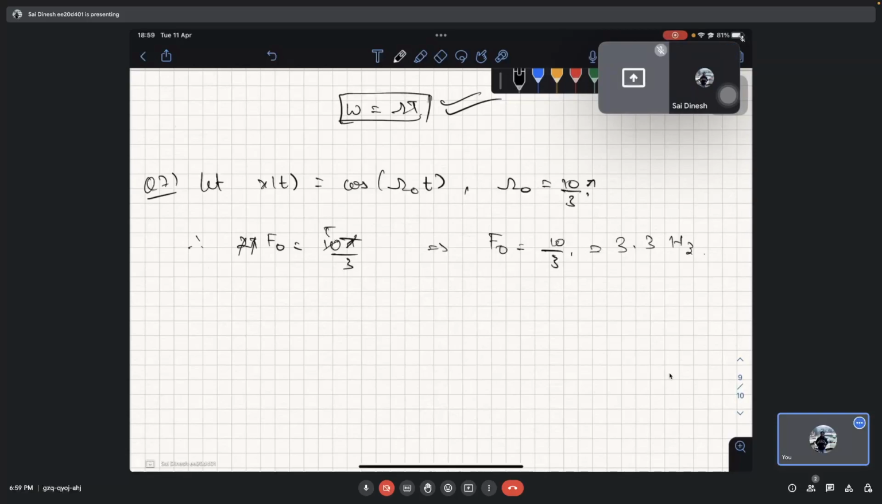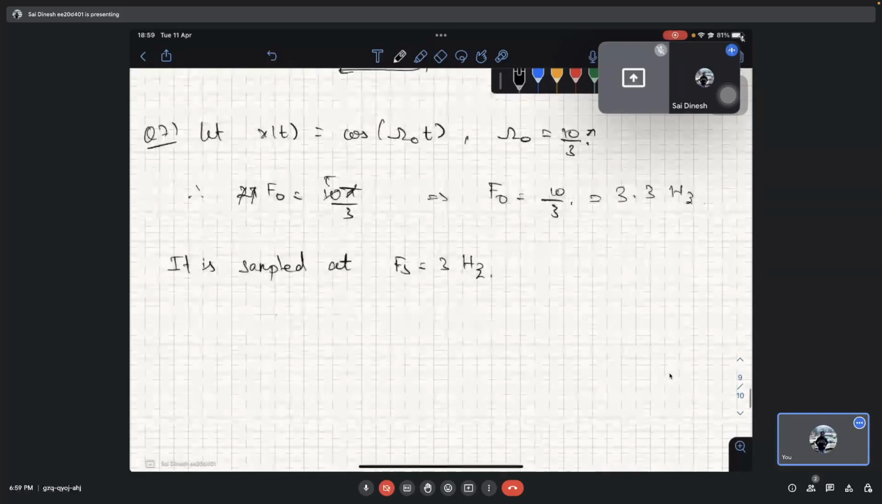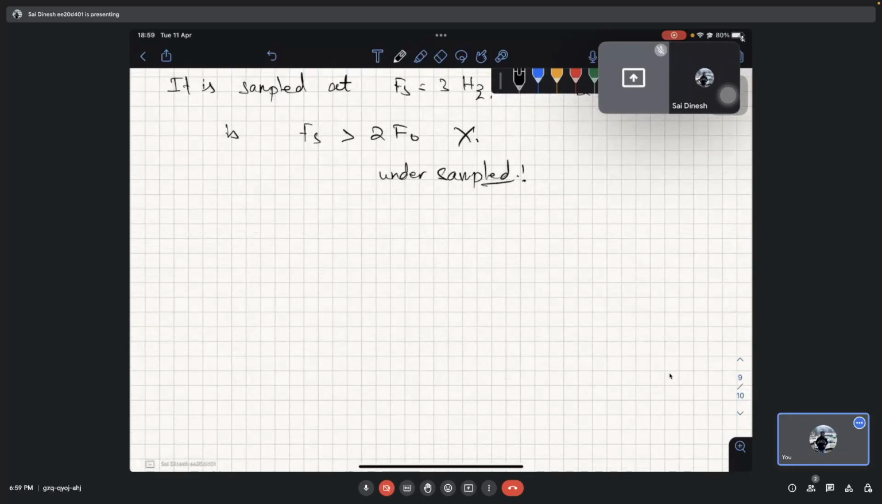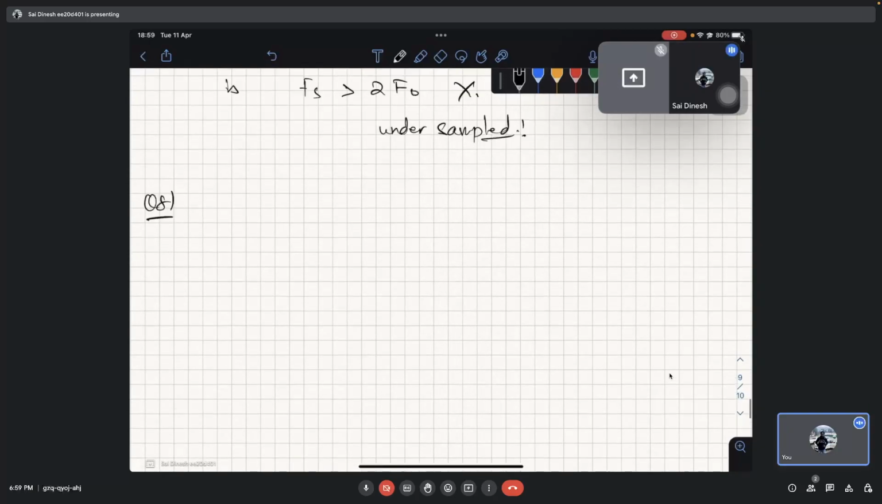Okay, now it is sampled at fs equal to 3 hertz. So is fs greater than 2f naught? No. 2f naught is 6.6 hertz. So what does this sampling mean? It is undersampled. Clear? Next, question 8.